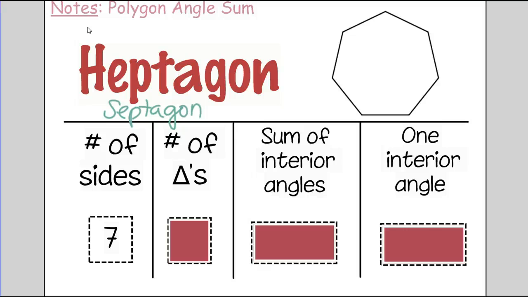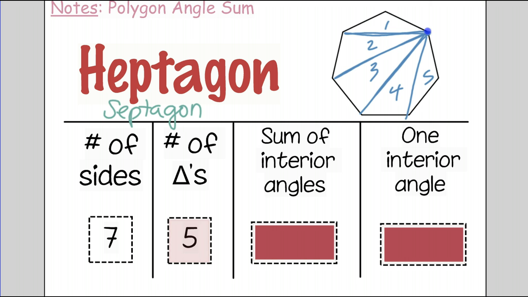Heptagon, 7 sides. Yes, you have to memorize this. I would not spend a lot of time drawing it. Anytime on a quiz or a test, it'll be drawn for you. If I divide this up into triangles, how many triangles am I going to get? 1, 2, 3, 4, 5. 5 times 180.